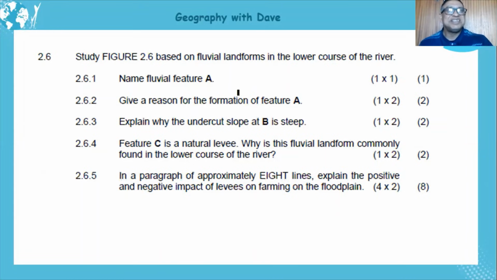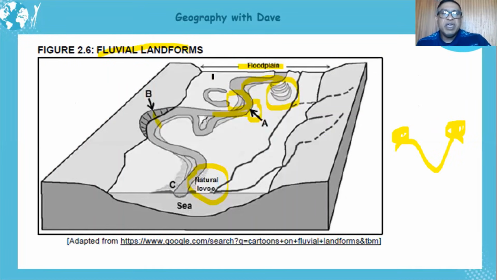So let's look at this. Figure 2.6 is based on fluvial landforms in the lower course of the river. Examiners told you that already, but of course, you are intelligent. You worked out that it's in the lower course. So, name fluvial feature A. If I look here, it shows a meander. This may be pointing to a slope of that meander, which is the undercut slope.